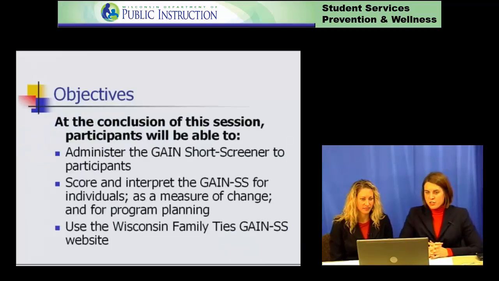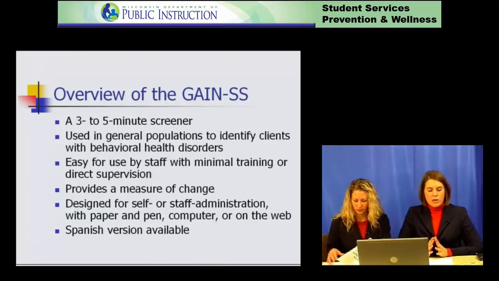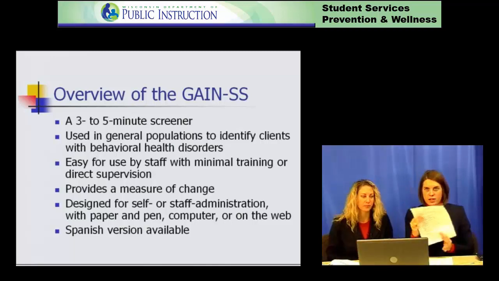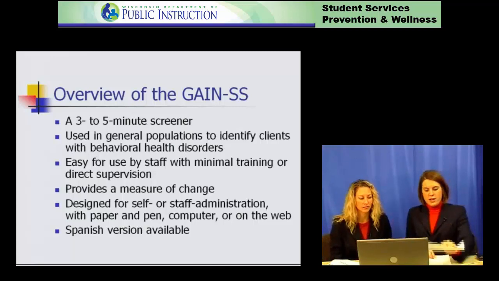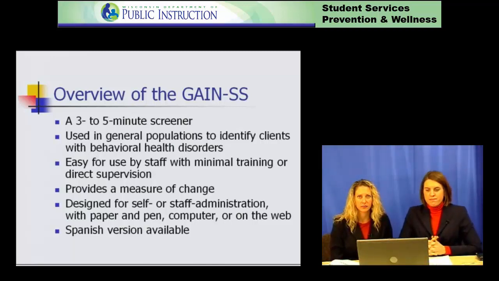At the end of this session, you'll be able to administer the Gain Short Screener to participants or clients, score and interpret the Gain SS, and use the Wisconsin Family Ties Gain SS website. If you have the opportunity, now would be a great time to print out the Gain Short Screener, blank, and the Gain SS manual that were linked right underneath this presentation.